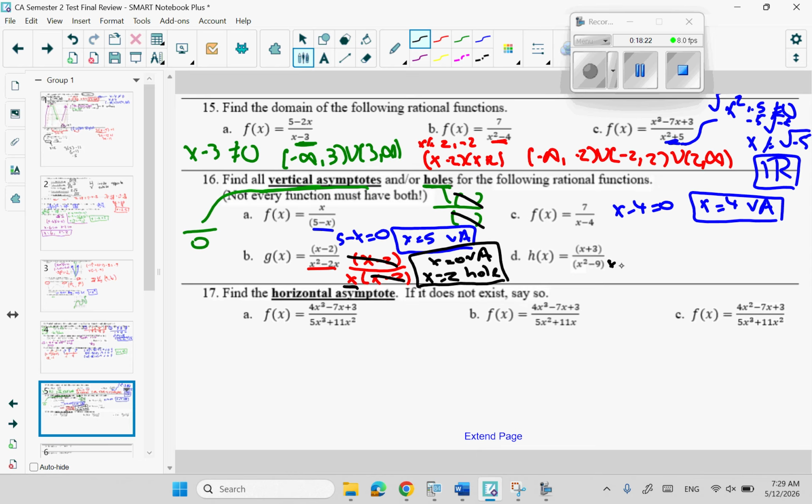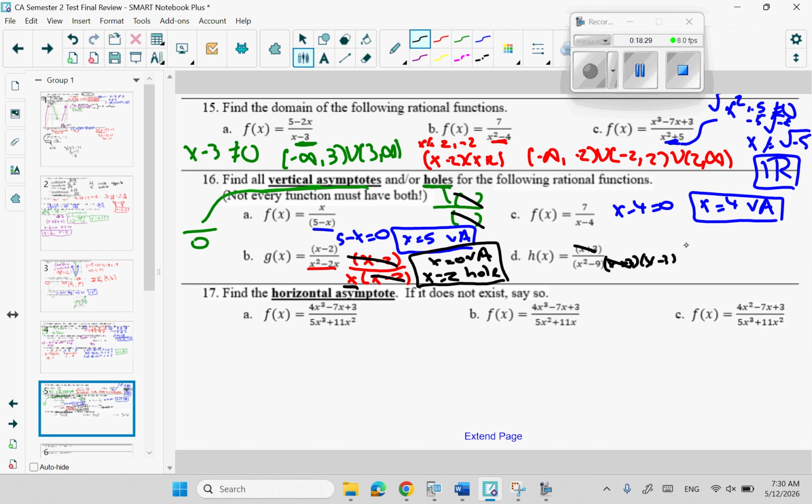Same idea here. Factor this difference of squares, so x plus 3, x minus 3. X plus 3 is canceled, so x minus 3 or x equals 3 would be a vertical asymptote, and x plus 3 equals 0 or x equals -3 would be a hole in the graph.